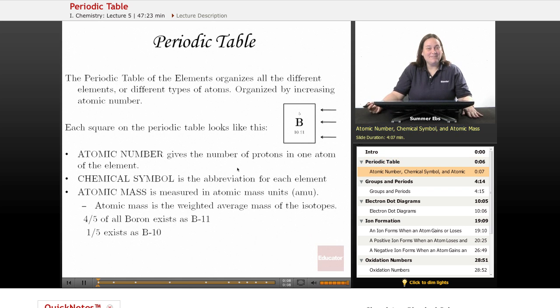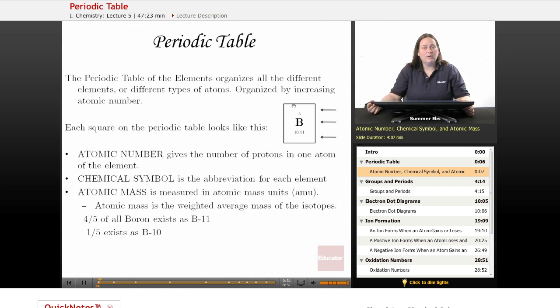The periodic table of the elements organizes all the different elements, which are different types of atoms. It organizes them by their increasing atomic number. Remember, the atomic number tells us the number of protons that there are. So, as you add protons, you go to the right on the periodic table. We'll take a look at one a little bit later and you'll see what I'm talking about.